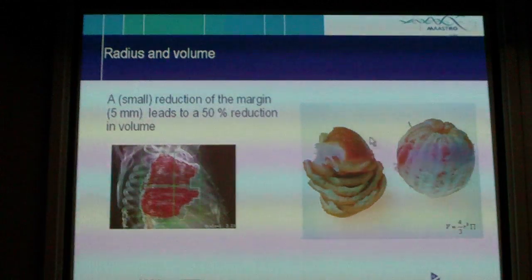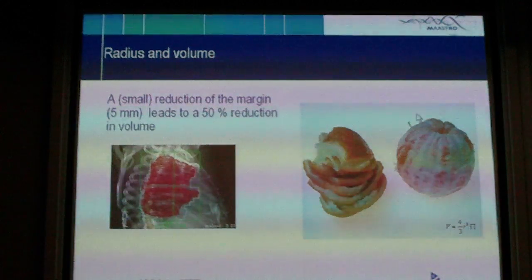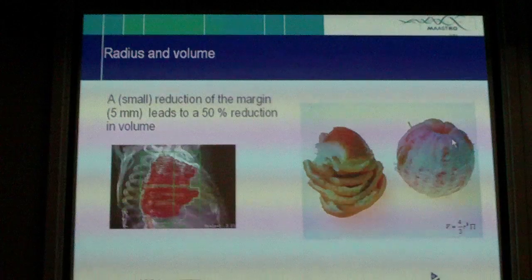So you can see it as an orange. When you take off the peel of the orange and stack the peel, you see that the peel has the same volume of the orange itself.